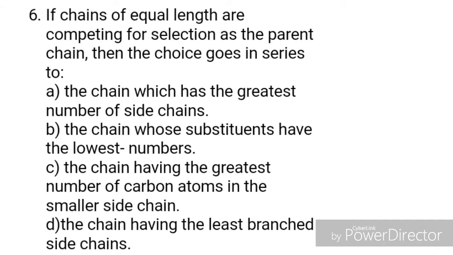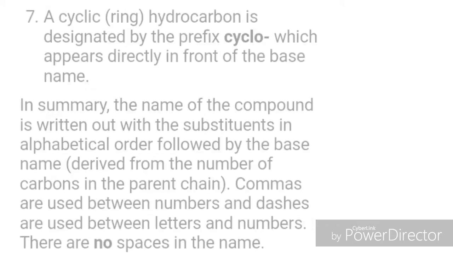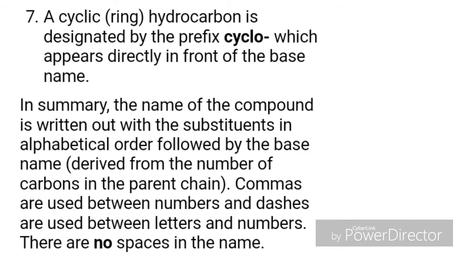Rule 6. If chains of equal length are competing for selection as the parent chain, then the choice goes in series to: the chain which has the greatest number of side chains, the chain whose substituents have the lowest numbers, the chain having the greatest number of carbon atoms in the smaller side chain, the chain having the least branched side chains. Rule 7. A cyclic hydrocarbon is designated by the prefix cyclo, which appears directly in front of the base name. In summary, the name of the compound is written out with the substituents in alphabetical order followed by the base name. Commas are used between numbers and dashes are used between letters and numbers. There are no spaces in the name.